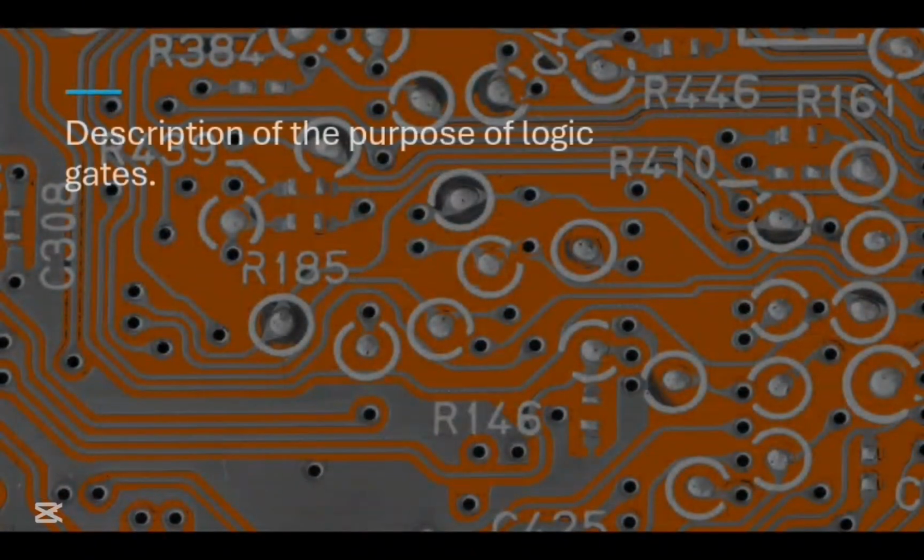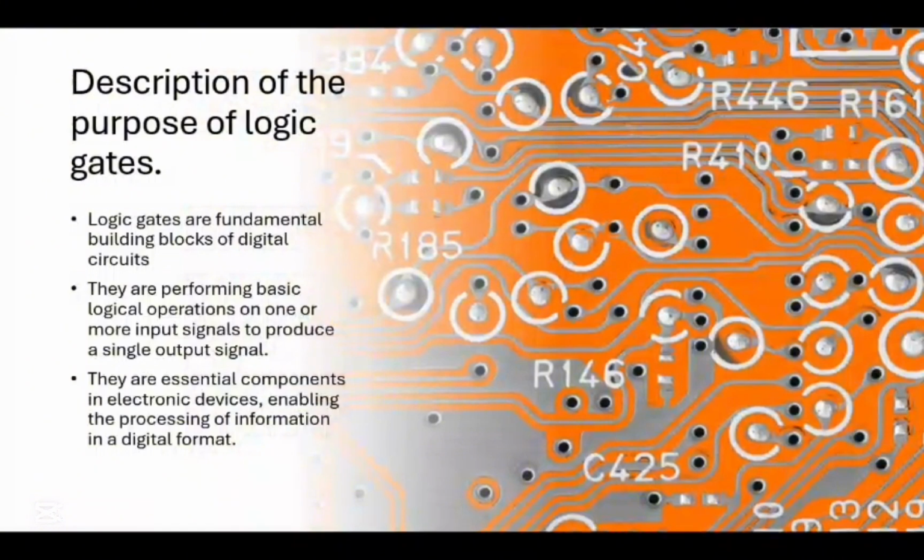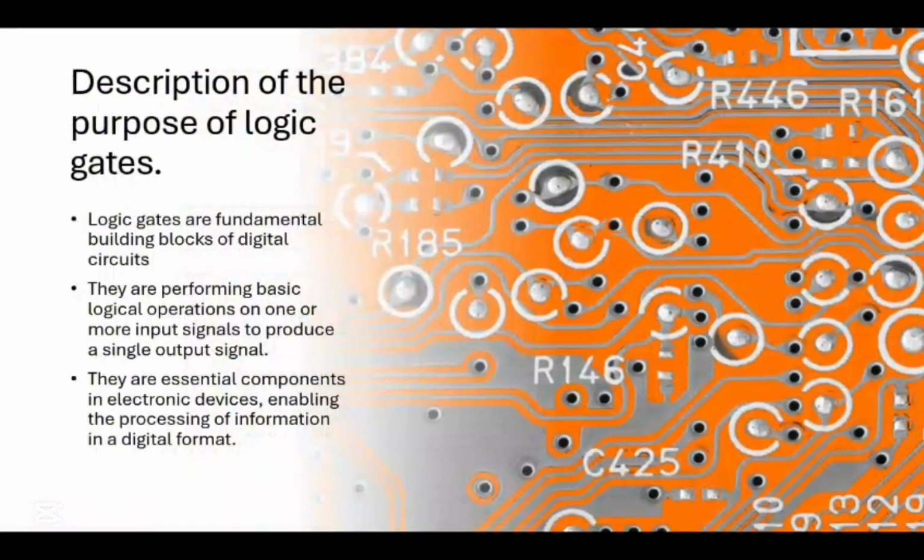Description of the purpose of logic gates. We will now shift gears to discuss the fundamental building blocks of digital electronics, logic gates. Circuit board, image, and text. Logic gates are the fundamental building blocks of digital circuits. They work by performing basic logic operations on one or more input signals to produce a single output signal. These are essential components in electronic devices for processing information in digital format.